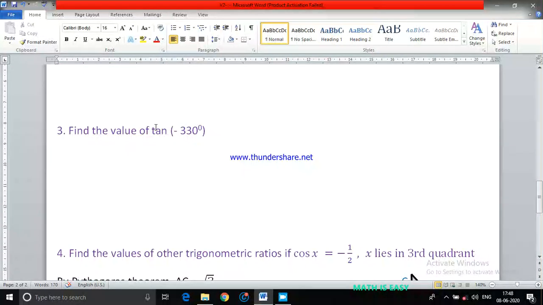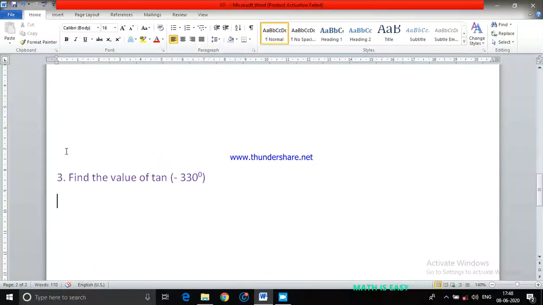Next, find the value of tan minus 330 degrees. First tell me, in class 10th we already studied that sine of minus theta is minus sine theta, cos of minus theta is cos theta, tan of minus theta is minus tan theta. So what I do is minus tan 330 degrees. The minus sign which is given here, I brought outside. Now how do you write 330 degrees?